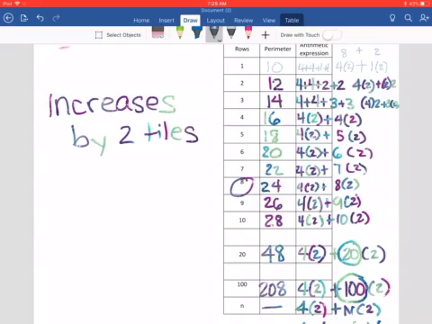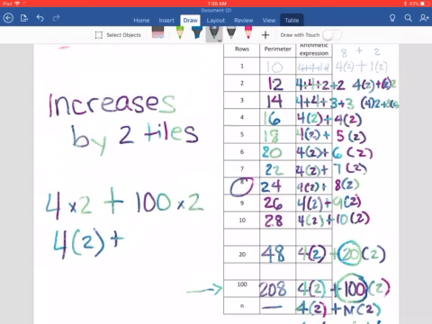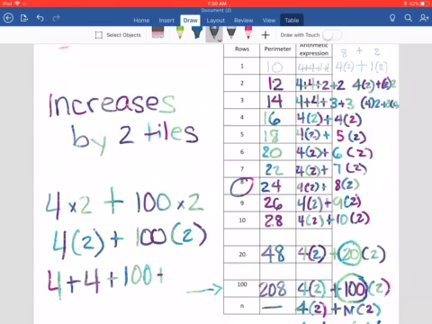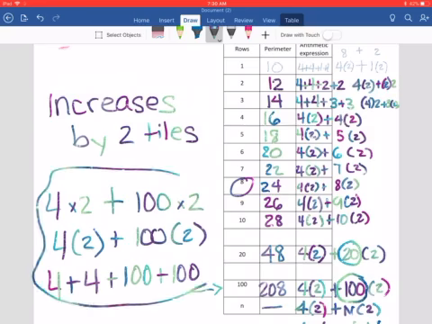How would I find the perimeter for 100? Well, I took 4 times 2 and I added it to 100 times 2. That's what I did. You could also write it like this. Or if you're still adding, you can add it 4 plus 4 plus 100 plus 100. All of these give you the exact same answer.